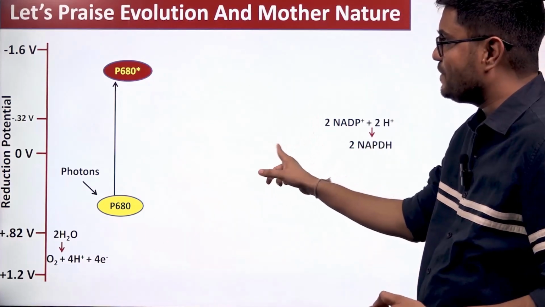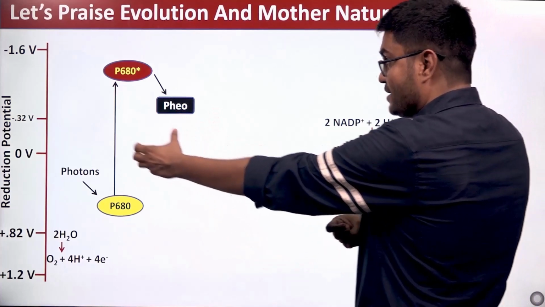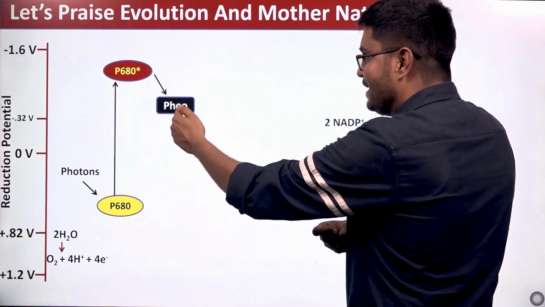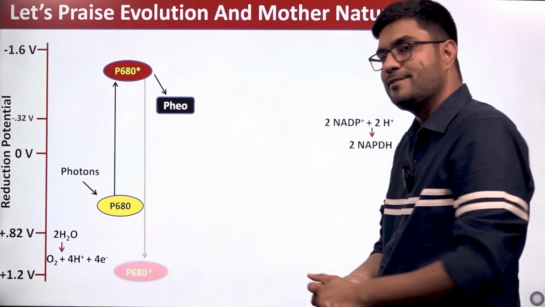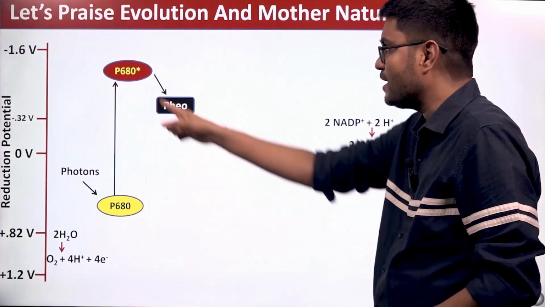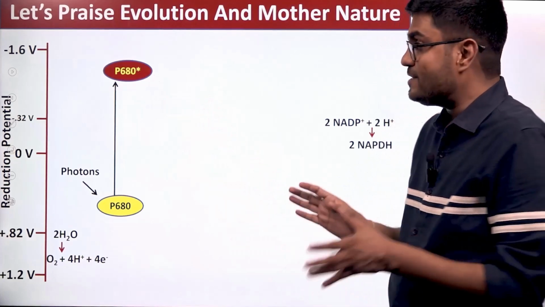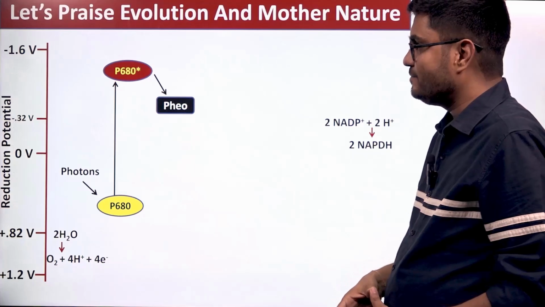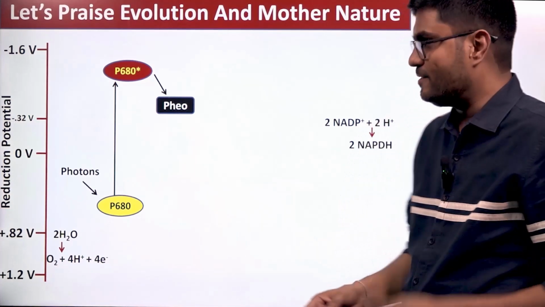Nearby a molecule is present which is called pheophytin. Now if I look at the position of pheophytin on this graph, I can see that pheophytin has higher reduction potential than P680. Why higher? Because when I go down, reduction potential is increasing. So there will be automatic transfer of electron from P680 to pheophytin. Once the P680 is losing its electron to pheophytin, again the position of P680 is changing.